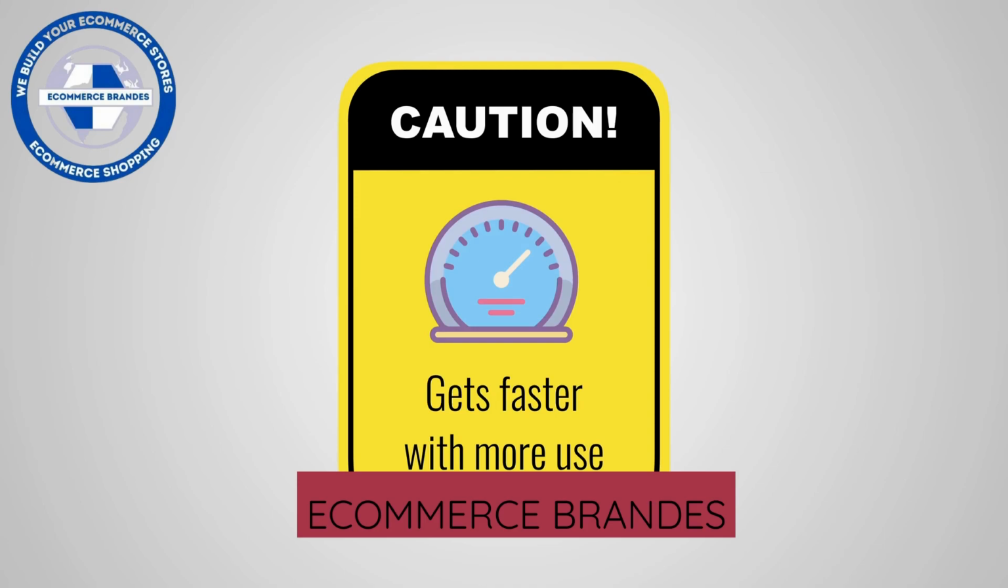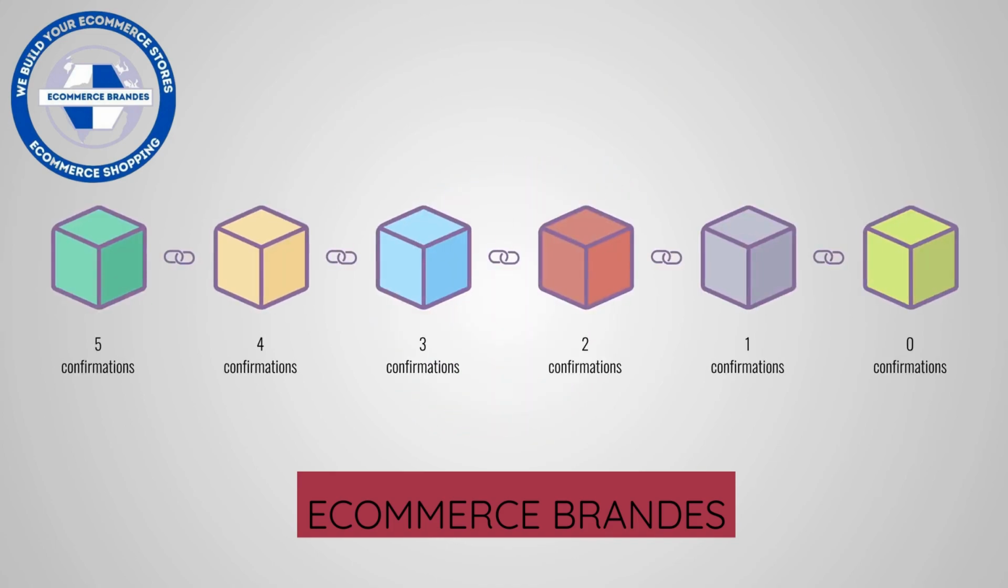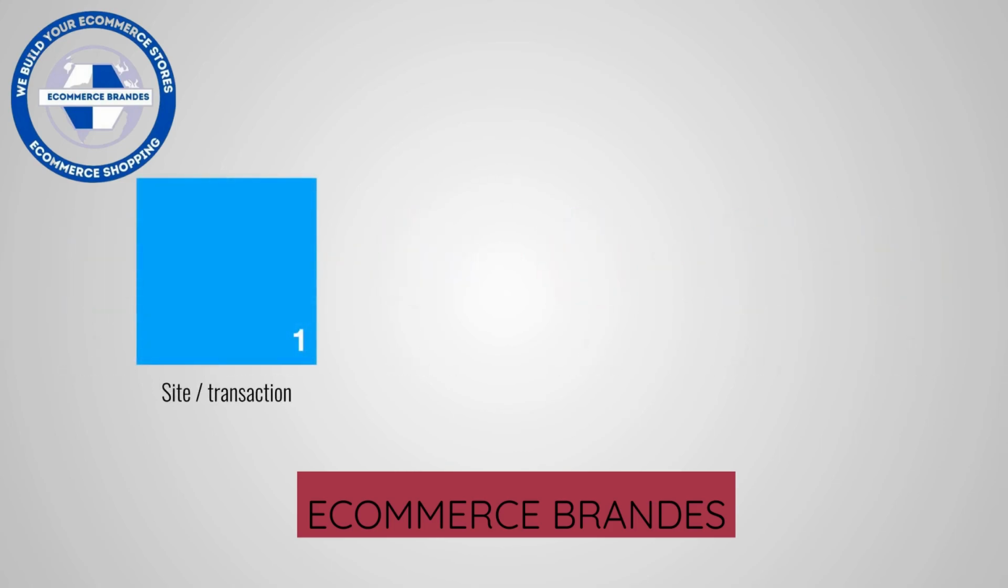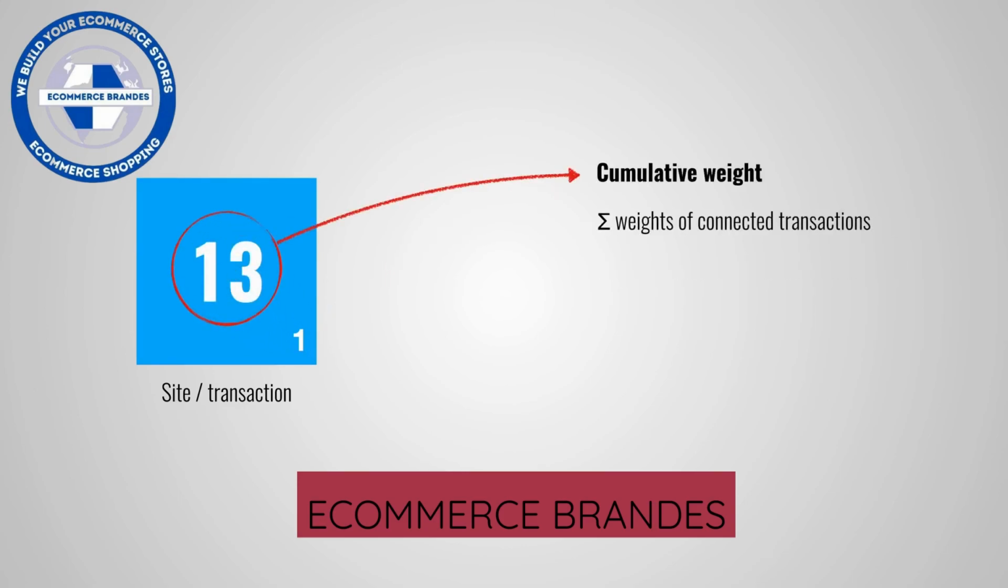Now, that's all great, but how can we know we can trust a transaction? In traditional blockchains, people often use the number of confirmations to check whether or not a block should be trusted. Well, IOTA has a similar technique. Each site has a weight. This number signifies the amount of work that a node has done to make this transaction. In other words, a higher number means that the node spent more time doing the proof of work for that transaction.